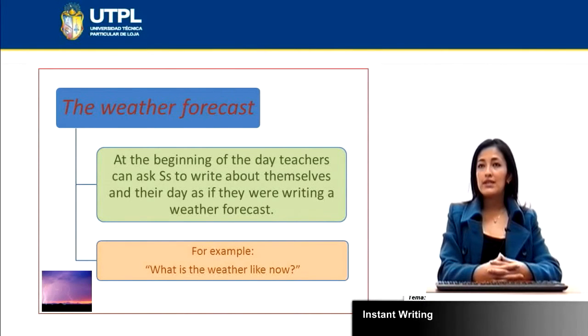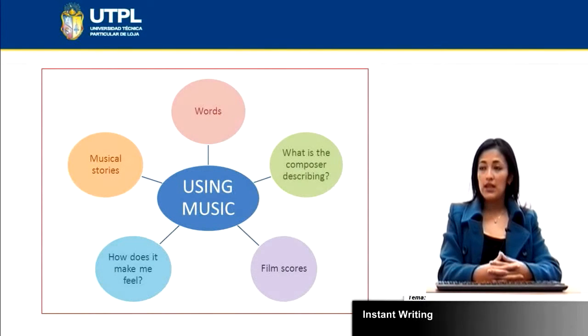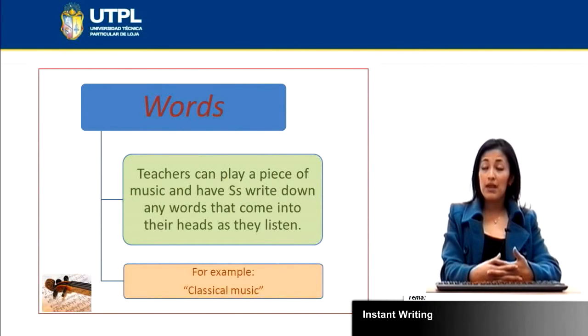Another way of instant writing is using music. For example, here we have different activities such as words, what is the composer describing, film scores, how does it make me feel, and also musical stories. In the case of words, teachers can play a piece of music, and students have to write down any words that come into their heads as they listen. So, for example, the teacher can bring classical music to the classroom.